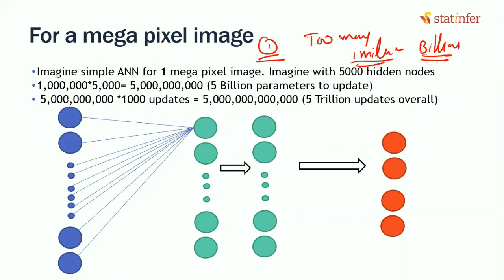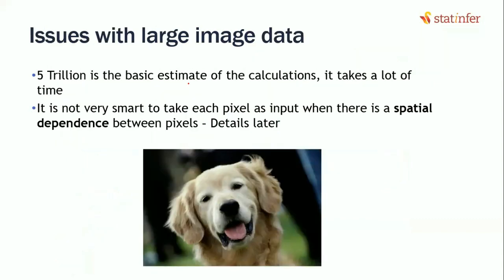The second issue, in fact, is a serious one. The first can somehow be answered. If we have a supercomputer, you would say that I don't care about 1 billion parameters, just find them. Still, you can solve this. The second issue is an important one. Images have something called spatial dependence, local correlation, spatial integrity. Images are not like numbers.